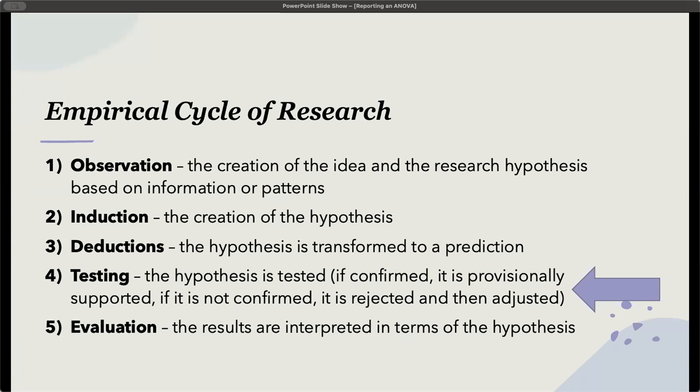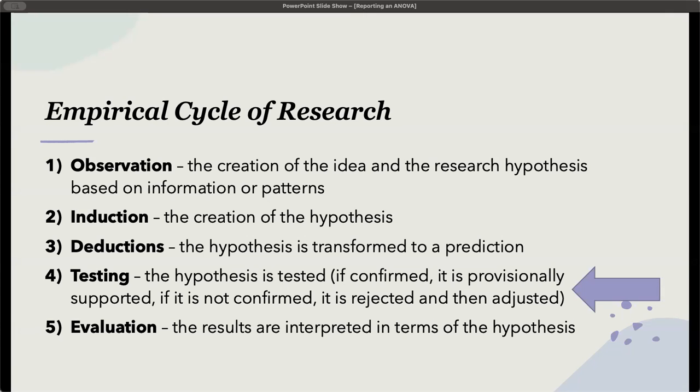So we've got our hypothesis. Now we need to figure out how to test it. That's going to be in our method section. The actual testing, if it is confirmed, it is provisionally supported. If it is not confirmed, it is rejected and then adjusted. So when we're doing the write-up, we're doing this in the testing section. Because the evaluation section is our discussion, this is when the results are interpreted in terms of the hypothesis.